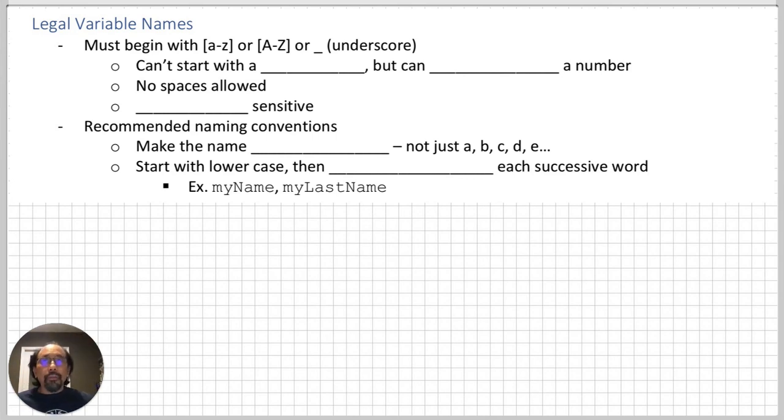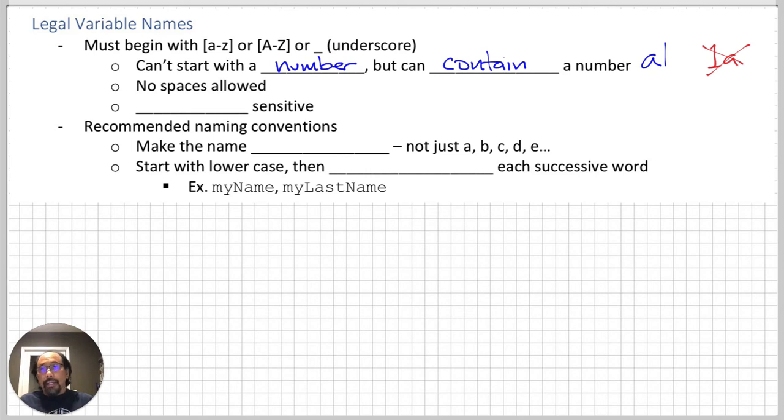Okay, what are some legal variable names? In Python, we must start with either a letter, uppercase, lowercase, or an underscore. We cannot begin with a number, although numbers are okay to have in the variable name following. So I could have something like A1, but what I can't do is 1A. That's illegal. Cannot start with a number.